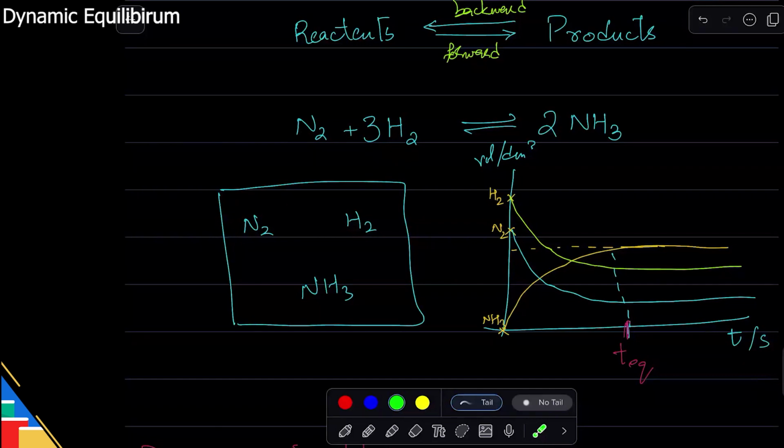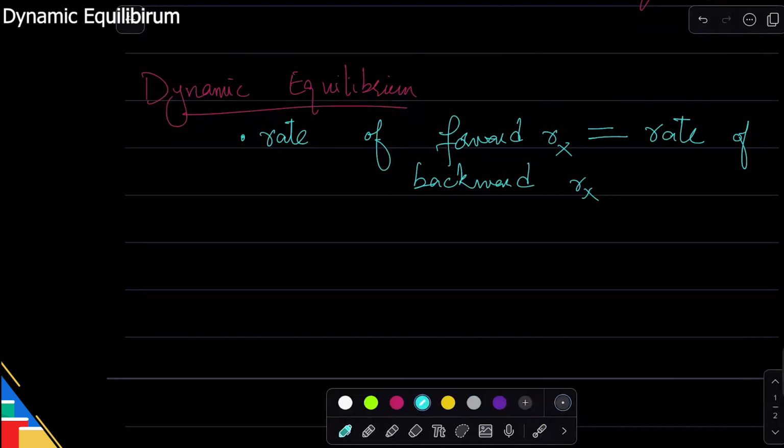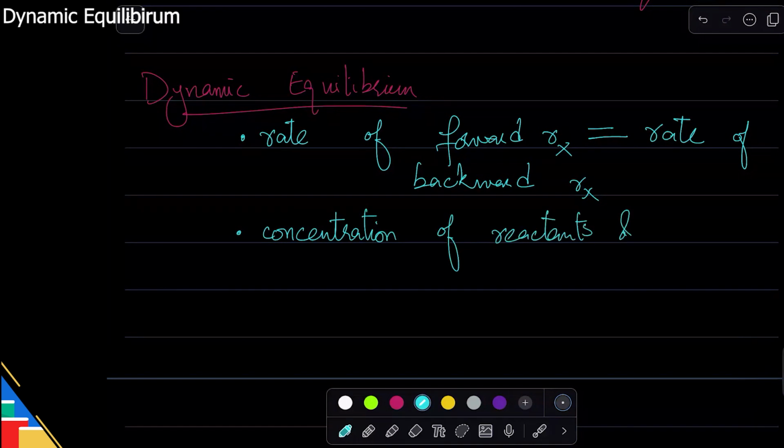So extra ammonia will not be made up. And similarly, if ammonia goes back, the amount of ammonia that goes back to make this same amount is created in the same time. So we say that the concentration of reactant and products becomes constant because na wo zyada ho raha hai, na wo kam ho raha hai. The amount that is made is the same.